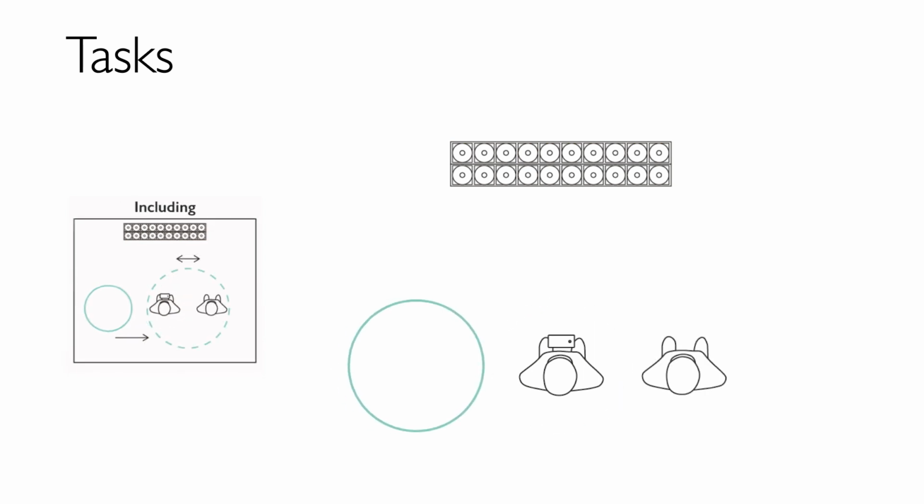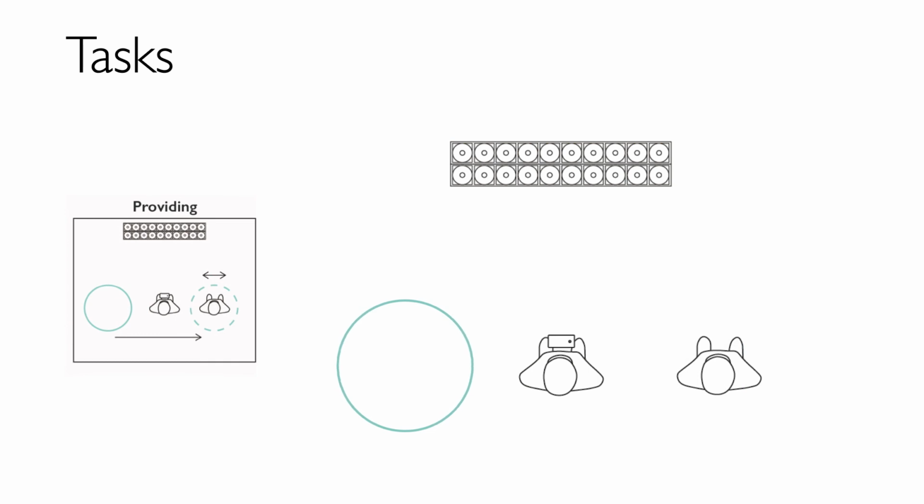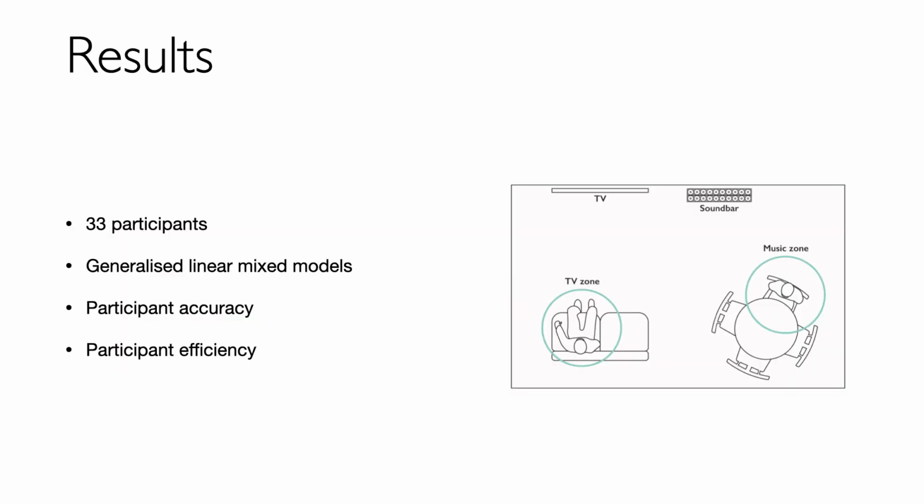Including signifies moving and adjusting the size of an existing sound zone onto the participant's position and the position of another person, for example, sharing a music listening experience. The providing task refers to the act of moving and adjusting the size of an existing sound zone onto the position of another person, for example, a parent providing a child with a secluded sound zone with a soothing musical track. Based on the data from 33 participants, we created 2 generalized linear mixed models, one for predicting participant accuracy and a second one for predicting participant efficiency.